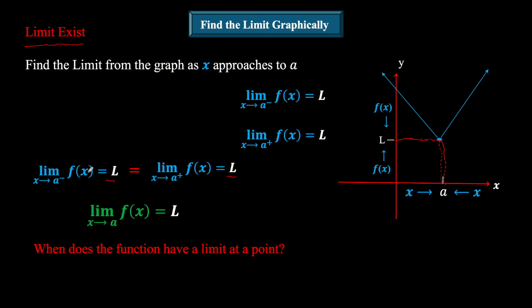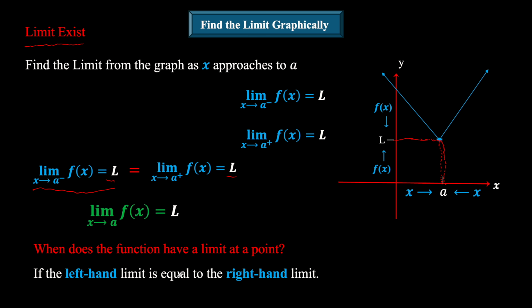Now I have a question for you. When does the function have a limit at a point? The answer is: if the left-hand limit is equal to the right-hand limit. If both of them are approaching the same number, we say the limit exists, and the limit will be the number which they are approaching, which is L.